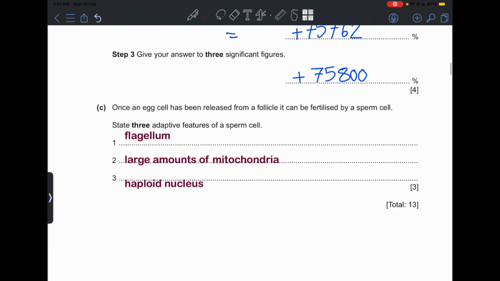It's going to be 75,800. C says once an egg cell has been released from the follicle, it can be fertilized by a sperm cell. State three adaptive features of a sperm cell. So we know that the sperm cell has a flagellum, because this is the structure that allows the sperm to move rapidly. It also has large amounts of mitochondria to provide energy for the movement, and a haploid nucleus.